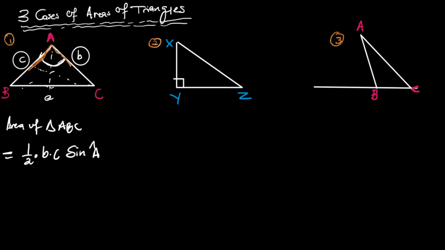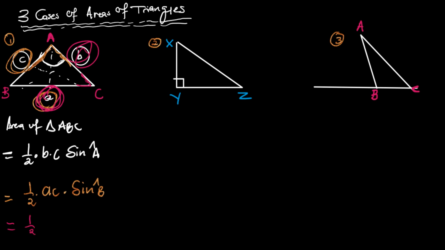If we are using angle B, there are two sides for B to be included. So it's half times AC, times sine angle B. And if we want to use angle C, then we're talking about these two sides, so that angle C is included. So we have half times AB, times sine angle C. That is if you want to find the area of triangle ABC.